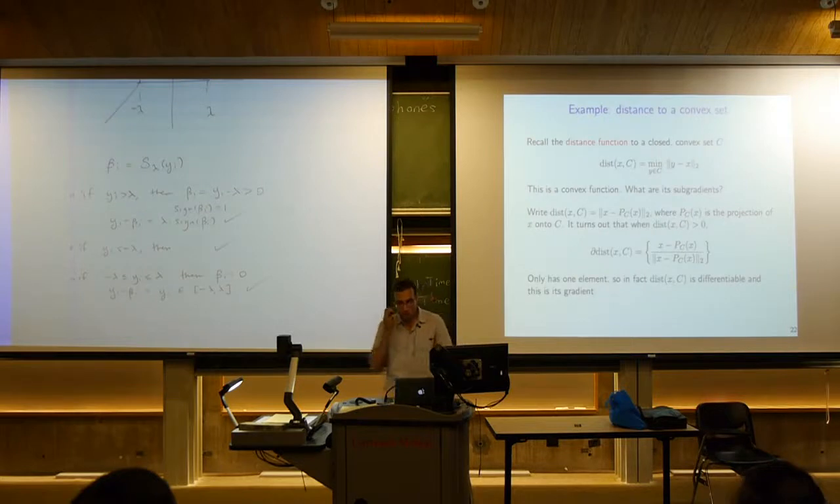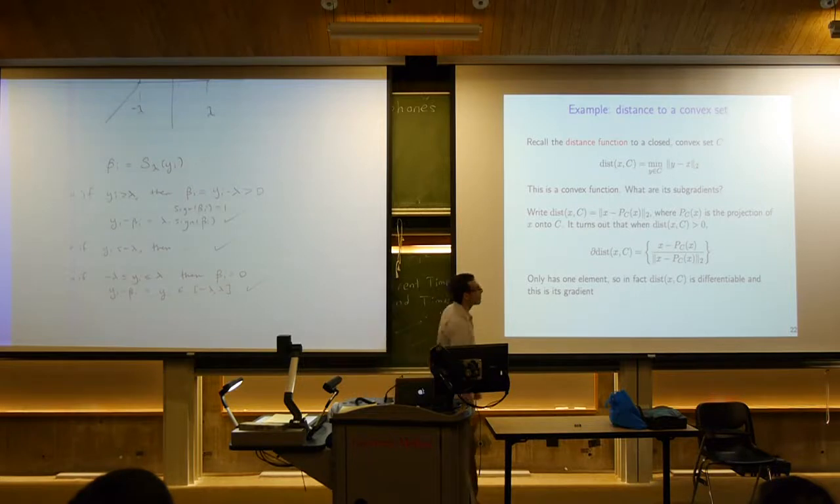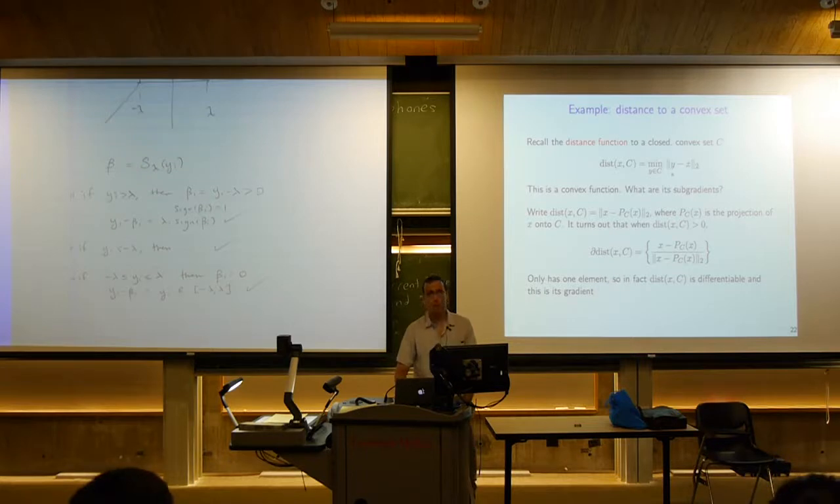So one more example I wanted to do, which is going to be useful in the next set of slides on the subgradient method, is an example for deriving subgradients of the distance function to a closed convex set. So let's suppose that C is a closed and convex set, and we define the distance between any point x and the set C, so think of this as a function of x, according to just the minimum over all points y in the set C of the 2 norm of y minus x.